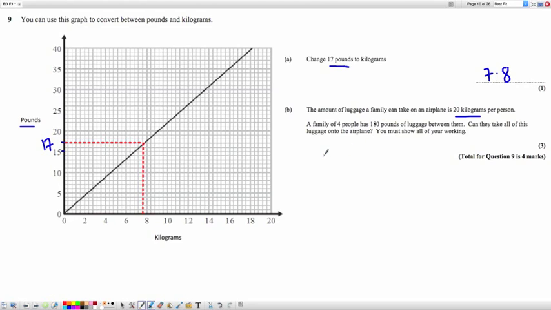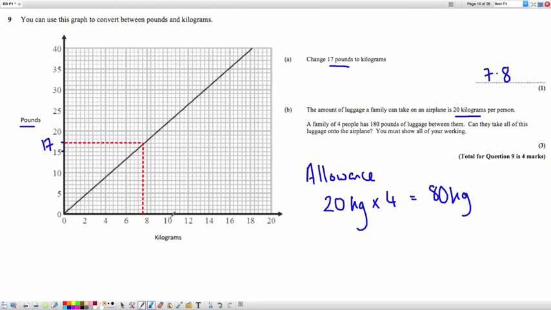So we need to convert the 180 pounds into kilograms, or the other way round, we need to convert the kilograms into pounds. So let's take a look at the total allowance. It is 20 kilograms per person, and there are 4 people going. So we times this by 4, that gives the maximum amount of luggage as 80 kilograms. Now we do not have 80 kilograms on here, but we do have 10 kilograms.